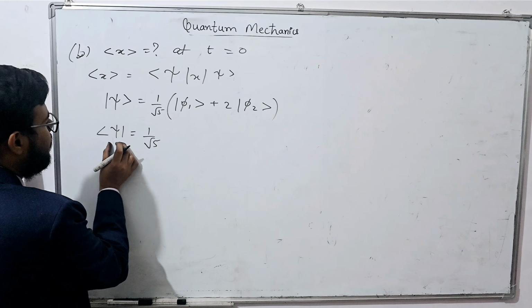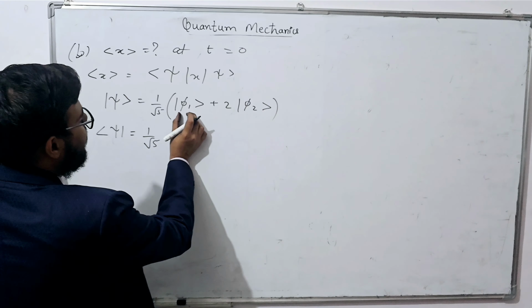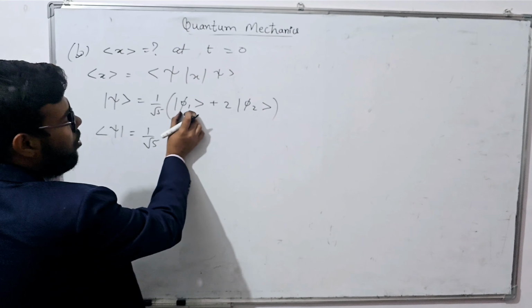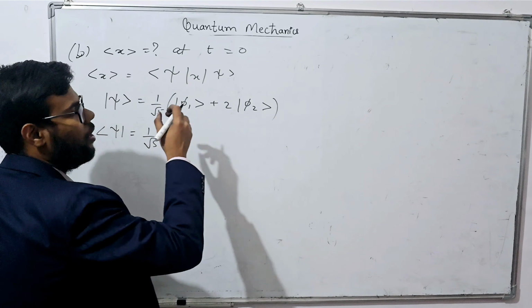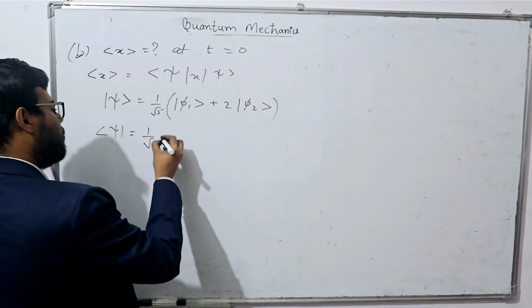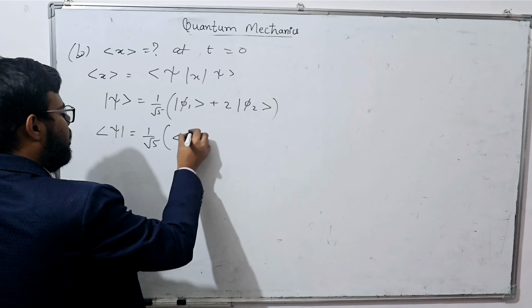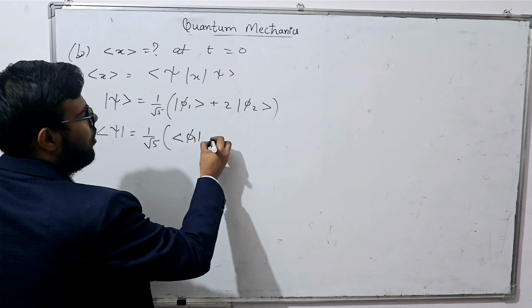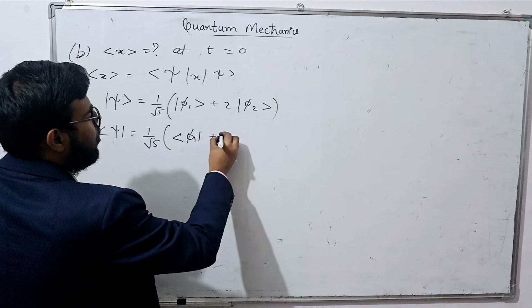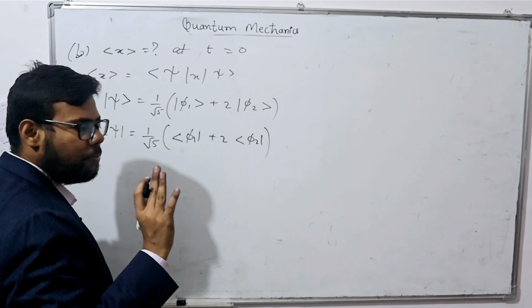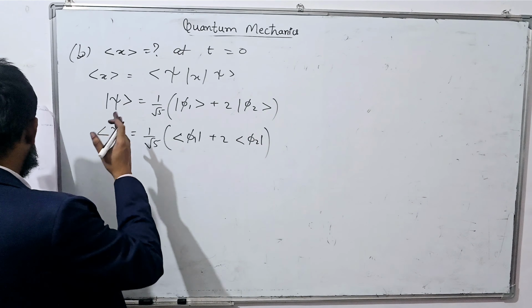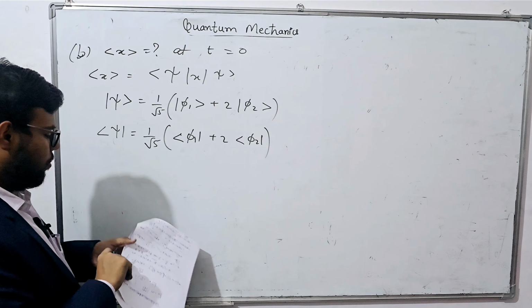And notice when you apply the bra symbol over here, if it would be a complex function, then you would have taken the conjugate. Okay, but since it is real, we don't need to worry. This is bra phi 1 plus 2 bra phi 2. You get this thing. Okay, so now let's evaluate the things.